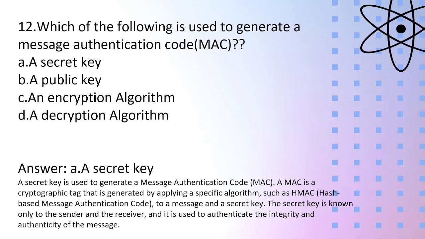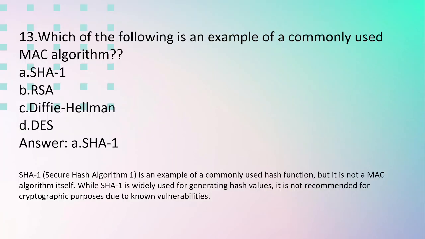Next, which of the following is used to generate a message authentication code? And the answer is secret key, because it is used to generate a message authentication code. A MAC is a cryptographic text that is generated by applying a specific algorithm such as HMAC, which means hash-based message authentication code, to a message and a secret key. A secret key is known only to the sender and the receiver, and it is used to authenticate the integrity and authenticity of the message.